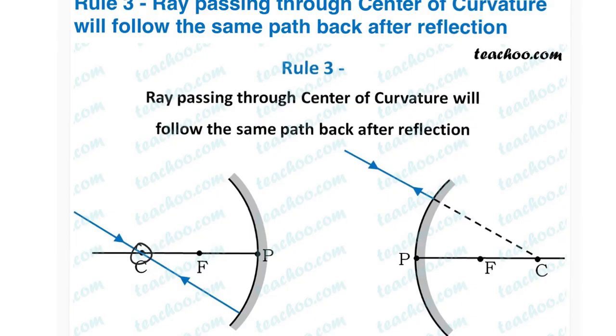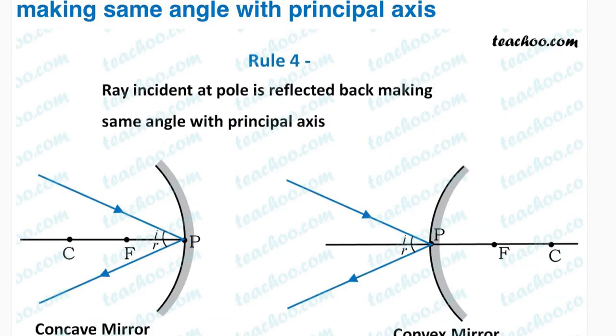Okay, so for a converging mirror, you can see on the left side. On a diverging mirror, it's really not going to go through that curvature point, but it's going to head towards it and then bounce back as if it went through it, as you can see here.